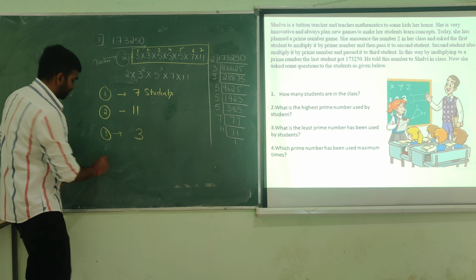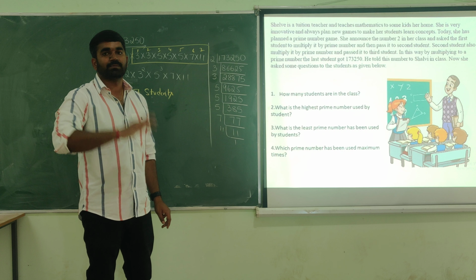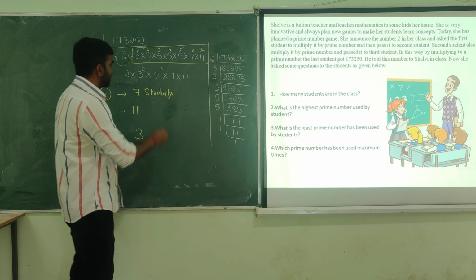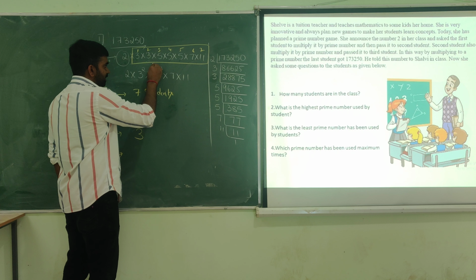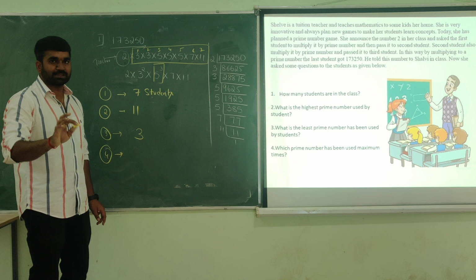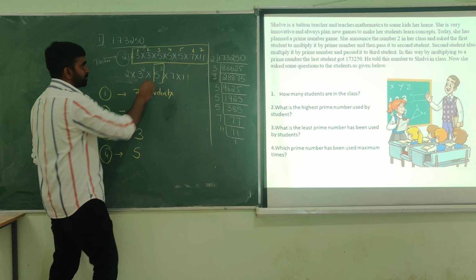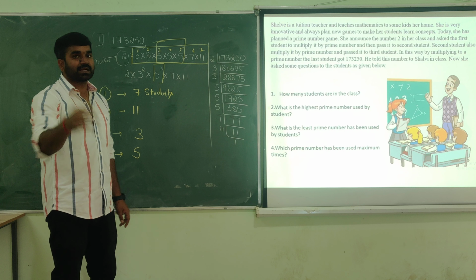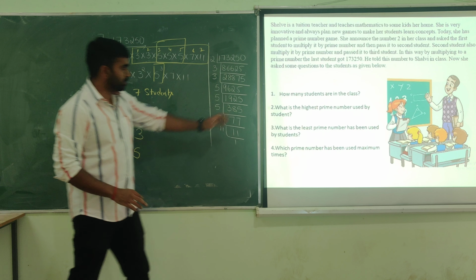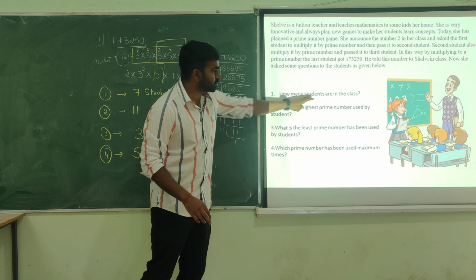Fourth sub question, which prime number has been used maximum times by the students? We can see here which prime number has the highest power. 5 is the prime number which has the highest power. Therefore, 5 is the prime number that has been used by the students maximum times. That is about this question regarding all these questions. You can solve how many students are there in the class.